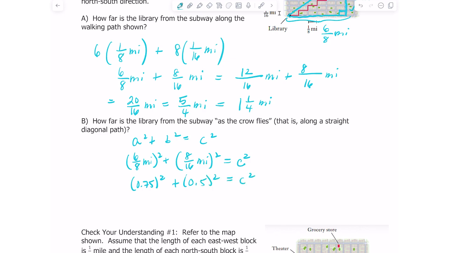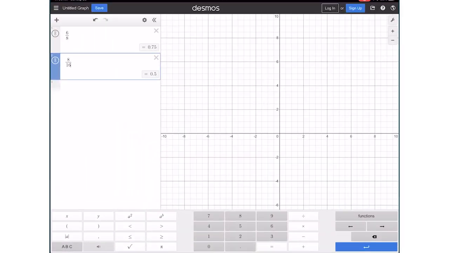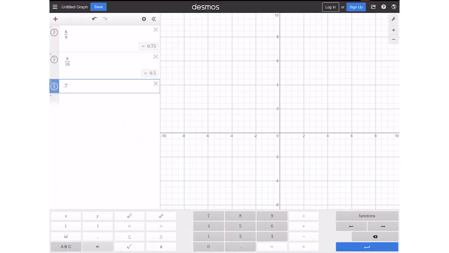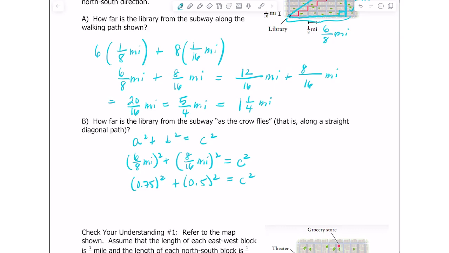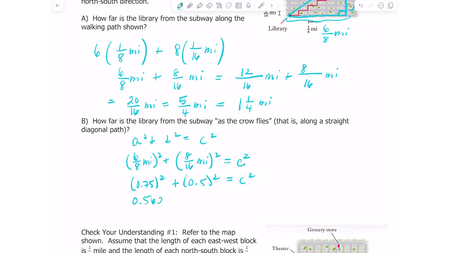Now, when you square 0.75, you get 0.5625. And when I square 0.5, I get 0.25. So I'm going to have 0.5625 plus 0.25. Okay, now I can add those together. So when I add 0.5625 plus 0.25, I get 0.8125. And that's equal to c squared.